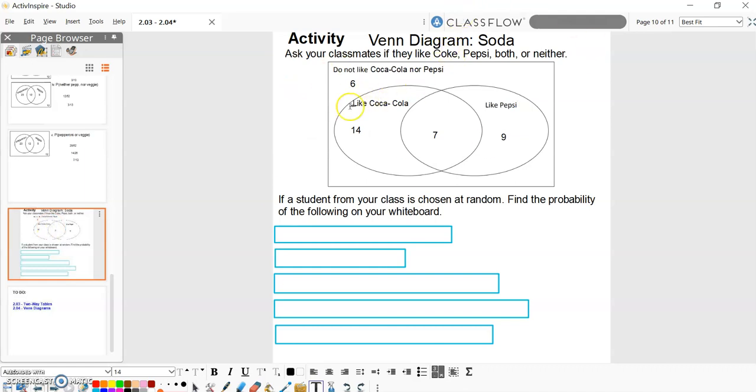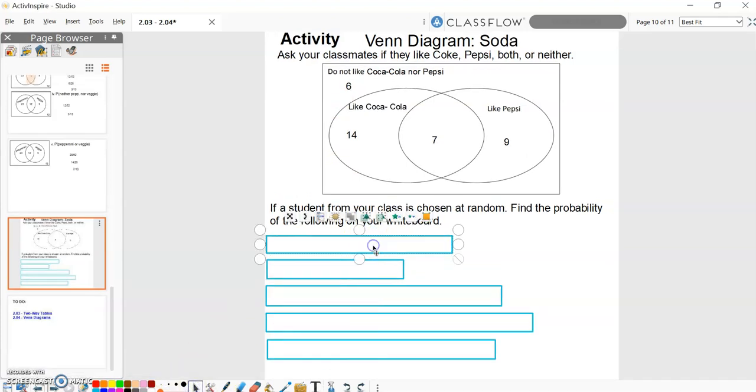Now, this is supposed to be a classmate question where we ask all of you if you like Coca-Cola or if you like Pepsi, both, or neither. So I just filled these numbers in. I just put random numbers. So 14 like Coca-Cola, 7 like both Coca-Cola and Pepsi, 9 like Pepsi only, and then 6 students do not like either. So we're going to find the probability of these 5 different things in here.